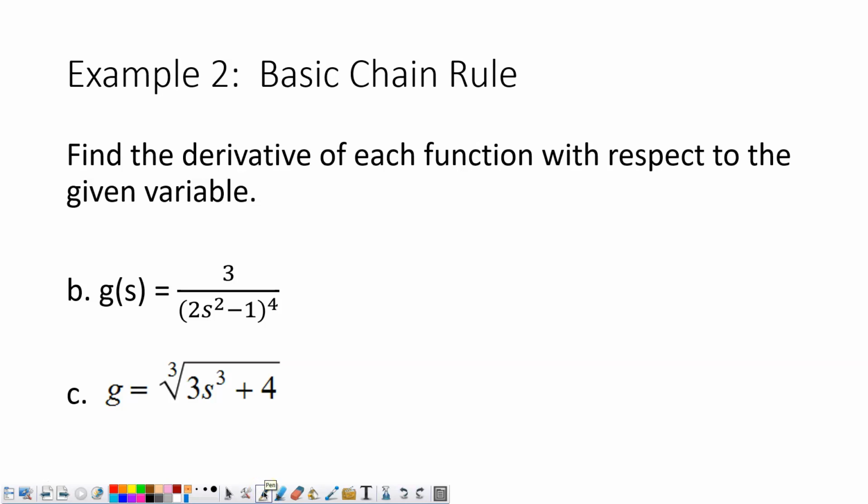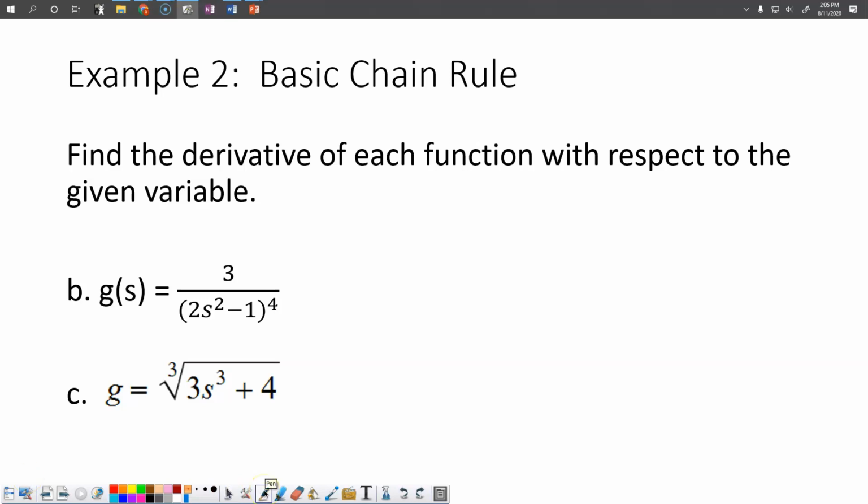For both of these, what we're going to do first is rewrite them a little bit. So let's start with, I think G will be part C. Part C will be easier than B. Let's talk about part C first. First of all, what I'm going to recommend is rewriting it. So instead of having a radical there, I'm going to rewrite this as 3s cubed plus 4 in parentheses to the first power.